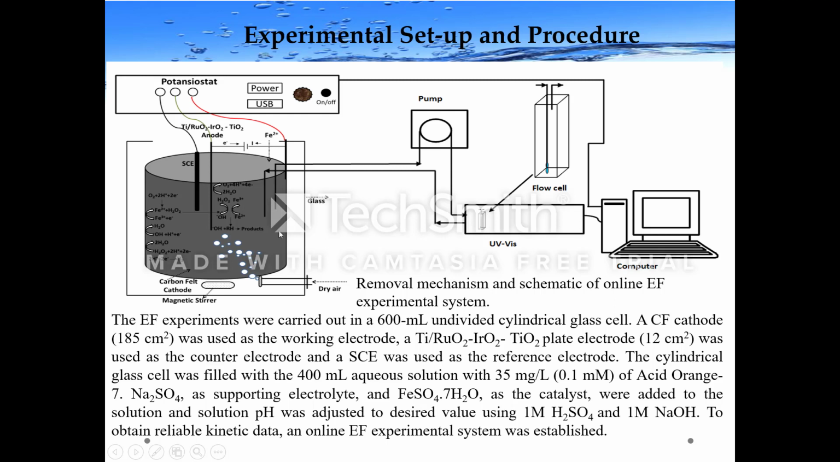a potentiostat. In this study, we use Acid Orange 7 as a model dye, which is an azo dye. We filled the reactor with an aqueous solution of Acid Orange 7. Then we supplied samples by a pump, and we sent the sample to a spectrophotometer by this pump. In addition, we took some samples from the reactor for measurement of total organic carbon.